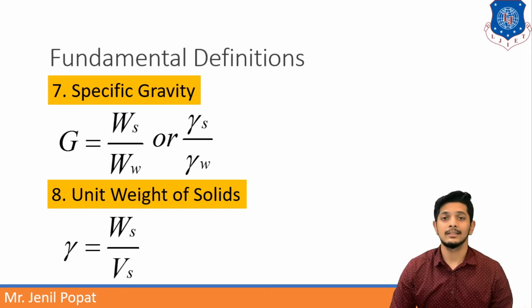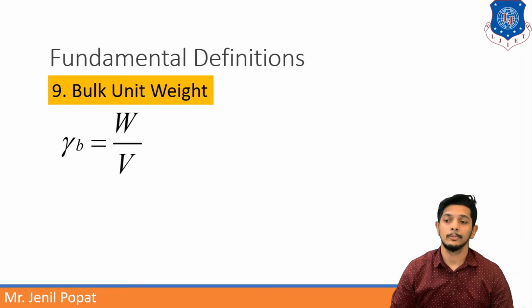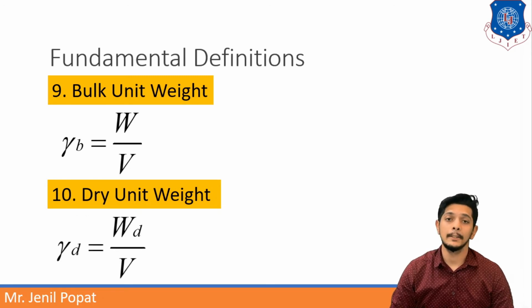Moving to the next definition, that is bulk unit weight. Bulk unit weight is denoted by gamma B is equal to capital W upon capital V. Here capital W is the total weight of total soil mass, and capital V means total volume of total soil mass.